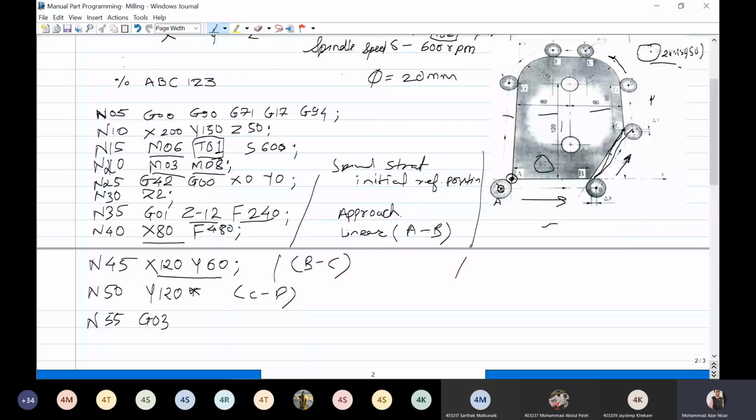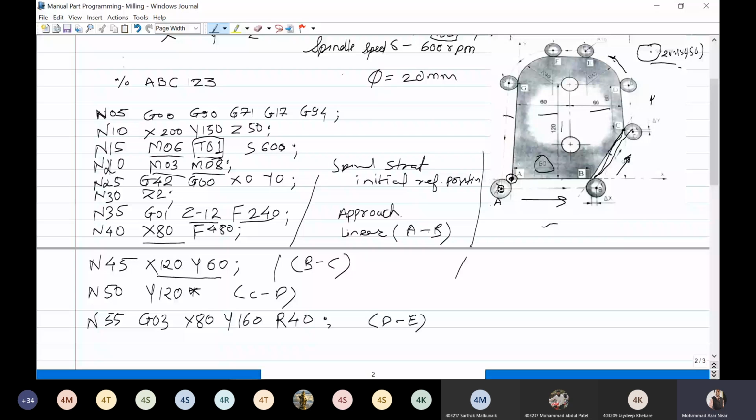So this is 120 plus this radius R40, so it's equal to 160. For X, you can see over here, A to B it is 80, and this center is also matching, so it is 80. So G03 X80 Y160. Radius R is 40. Now the cutter moves from D to E at this block.